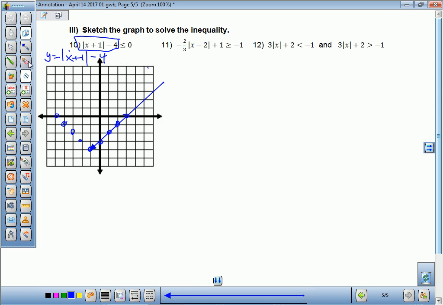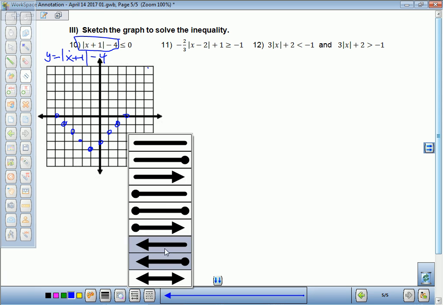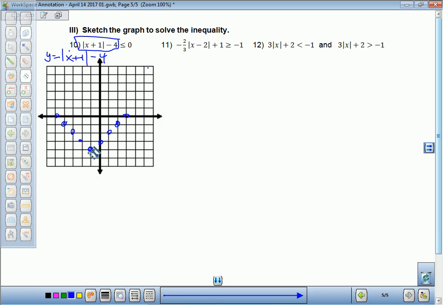Oops. Undo. Selected the wrong arrow. That one. That way. And then that way.